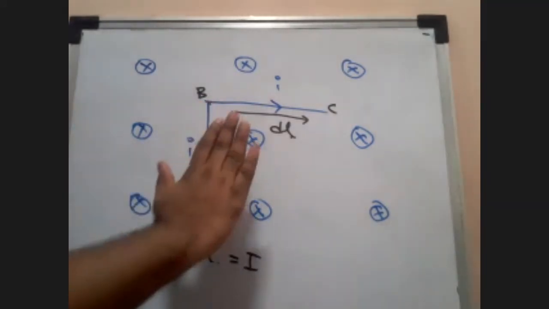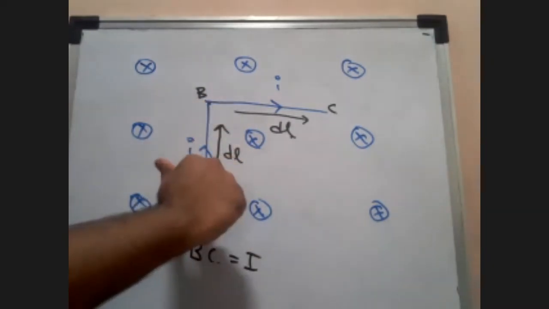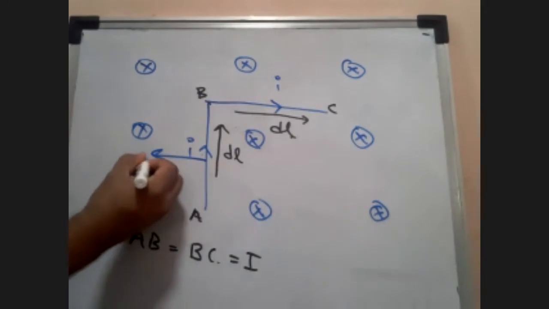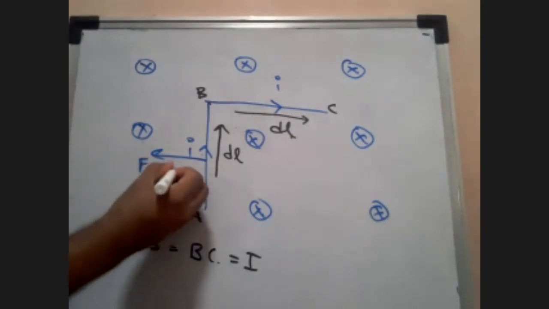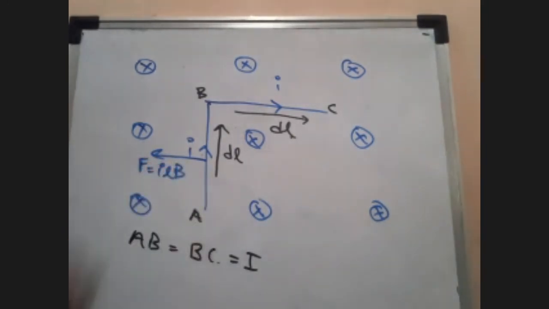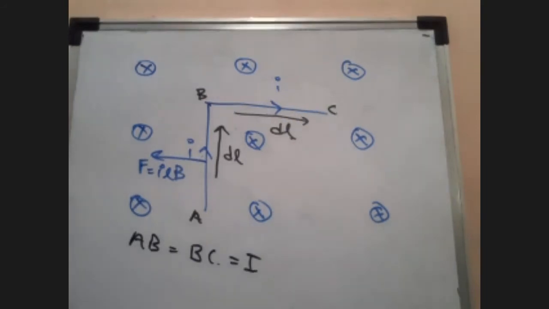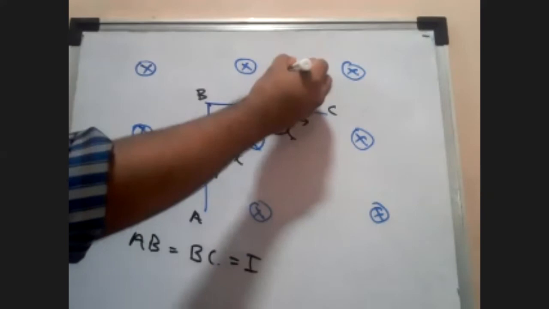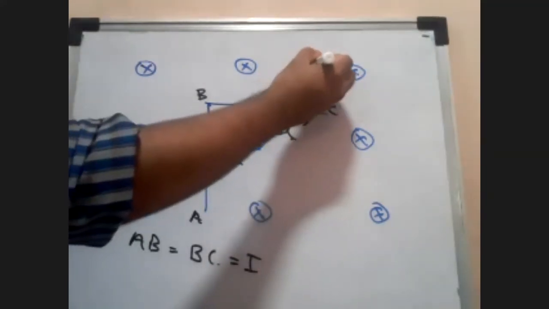Apply a right hand rule across dL. Curl your fingers towards the magnetic field. You have a thumb going in the left side. So of course F is equal to ILB here. And what about the branch BC? Where is the force going? Upwards, students. So F is equal to again ILB.